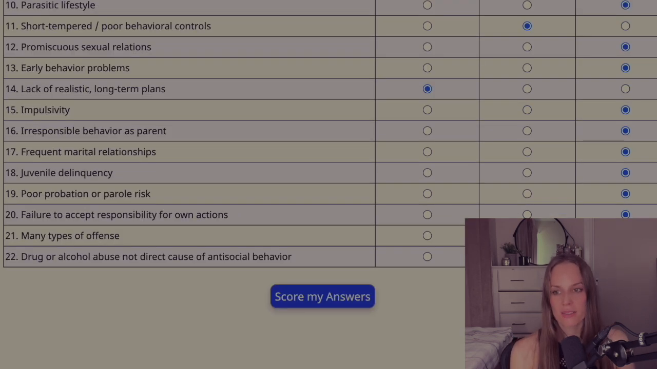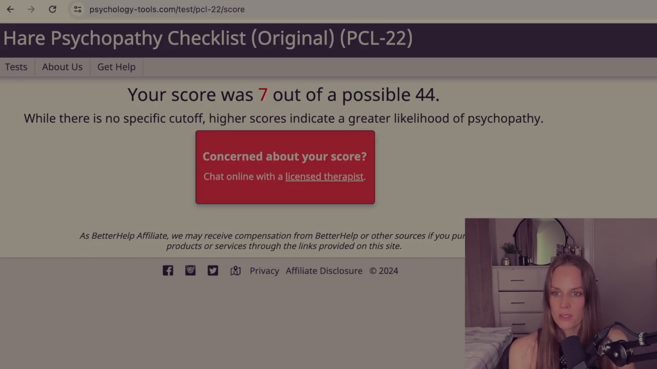I kind of hope you guys take this test with me, although you're probably just trying to sleep right now, so fair enough. So shall we score my answers and see? We can already tell that I'm not a psychopath. Your score was 7 out of a possible 44. And look, if you're concerned about your score, you can chat with a licensed therapist. So, a score of 30 or greater corresponds to a diagnosis of psychopathy. So I think I'm pretty much in the clear.